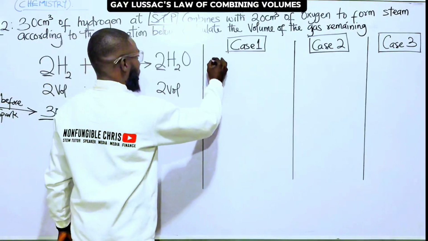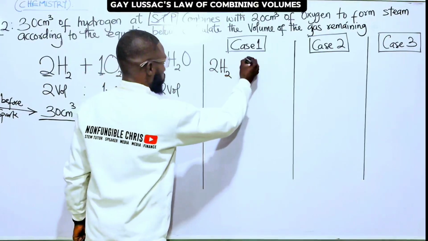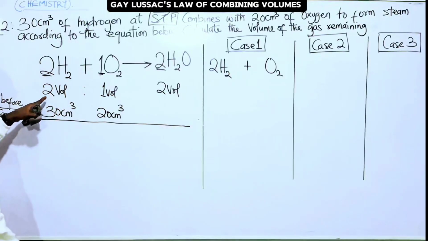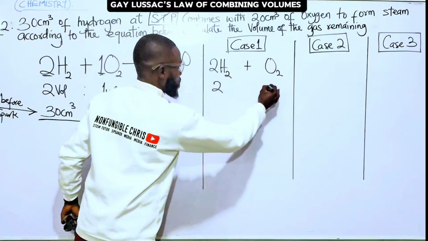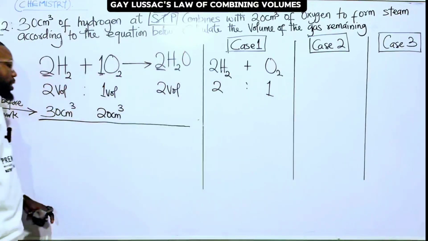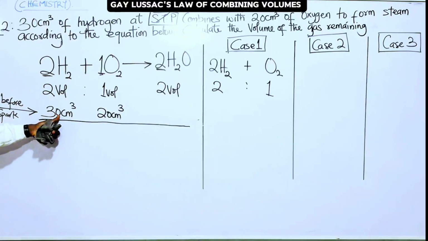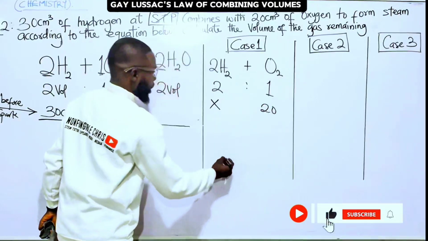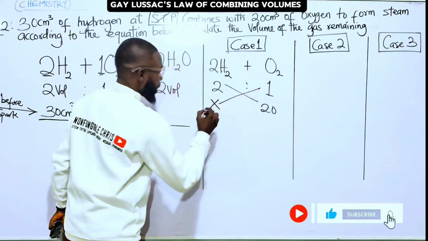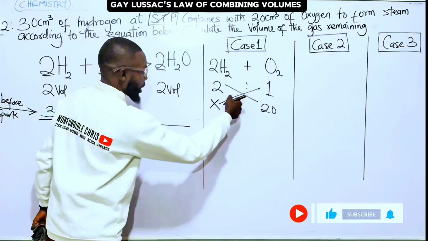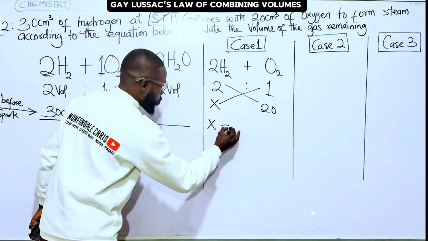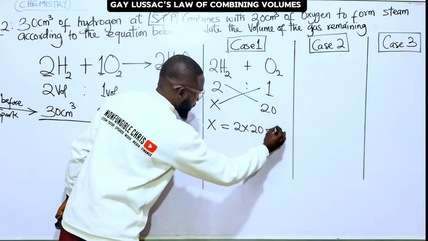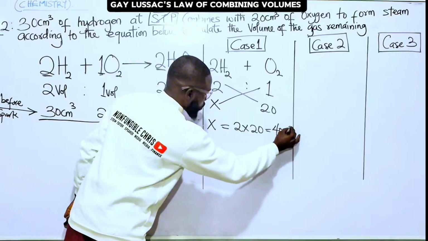So for case 1, we have 2H2 plus O2, right? We're using it for the reactant alone. And here we have 2 mole, here we have 1 mole, right? Let's make here x, and let's put 20 here. Here is x and here is 20, right? If we cross multiply, we discover that x times 1 gives me x, equal to 2 times 20, which gives me 40 cm cube.